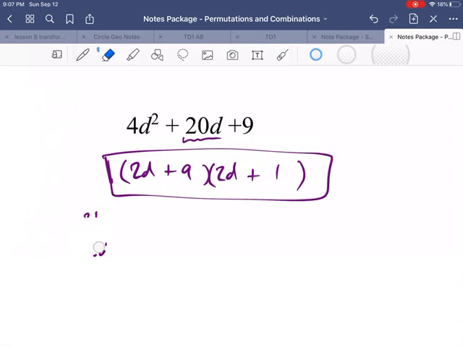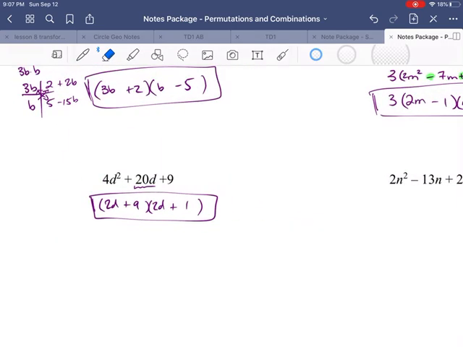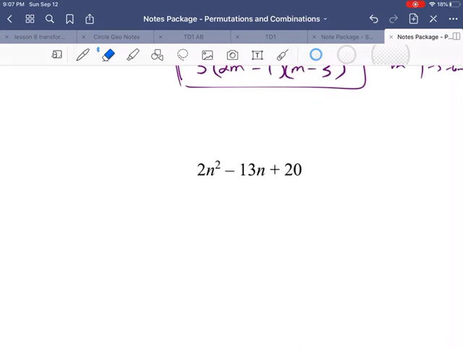And I'm just going to clean that up a little bit. Our last one here, 2n squared minus 13n plus 20. All right, well, there's only one way to get 2n squared, 2n and n. 20, we've got options: 1 and 20, 4 and 5, 2 and 10. I like to start with the ones that are closest together. So 4 times 5. So let's just plug in 4 and 5 here.